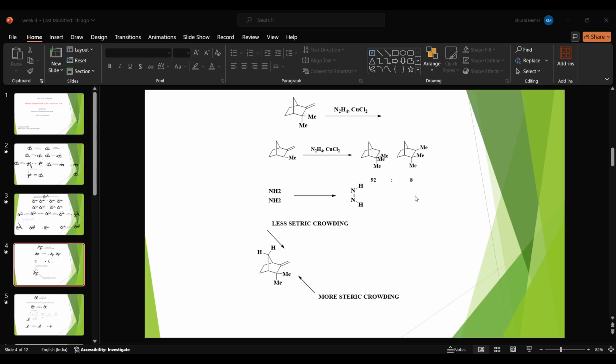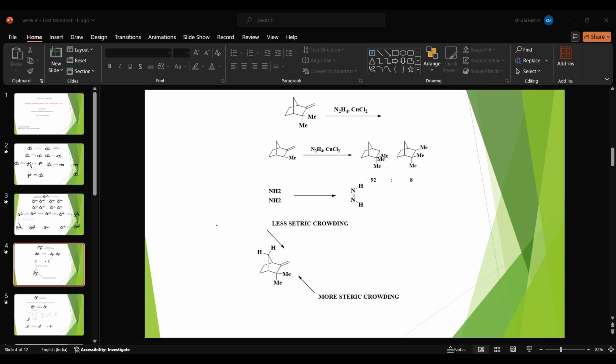I will remove the drawing first. There are two faces. If you see both conformations of this five-membered ring, it is not a particular kind of shape. But in the book it is mentioned that you will get two faces. The below face we call the exo face, and the above face you will get is the endo face.